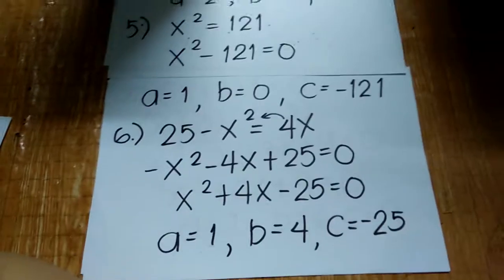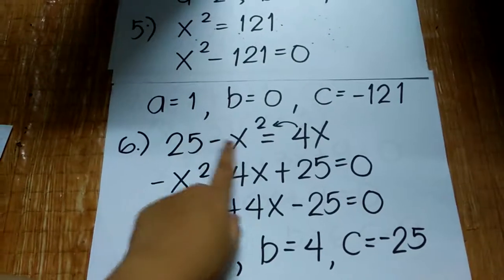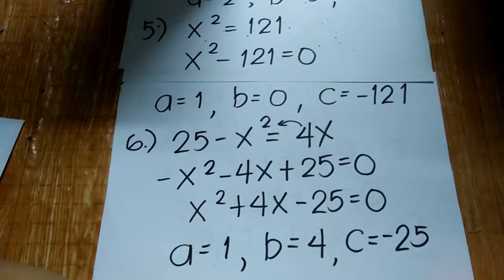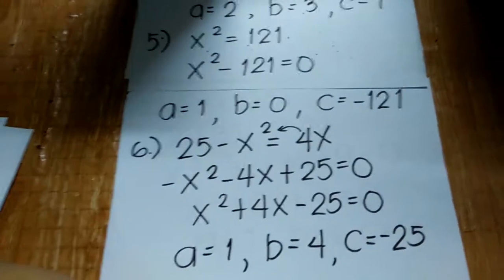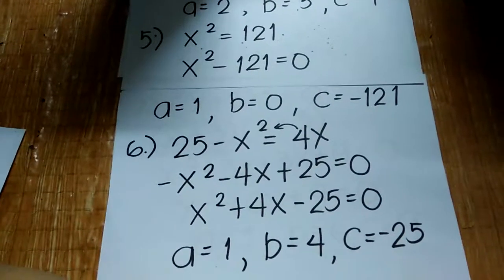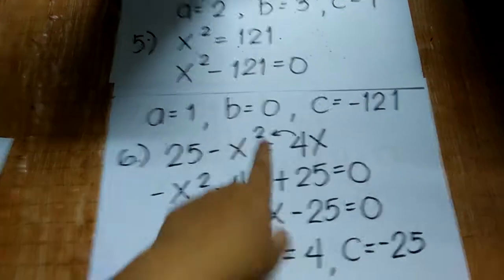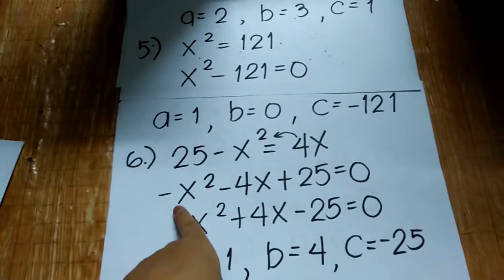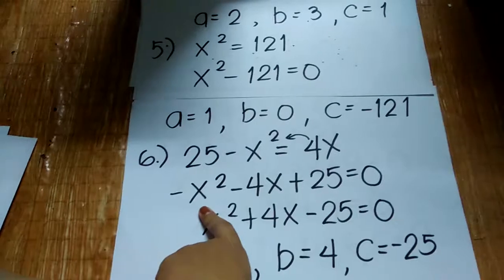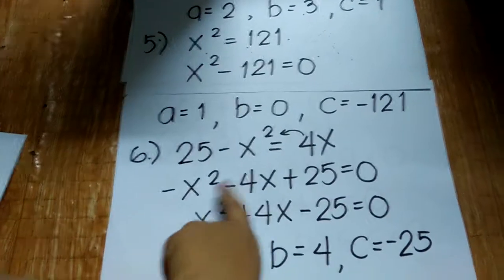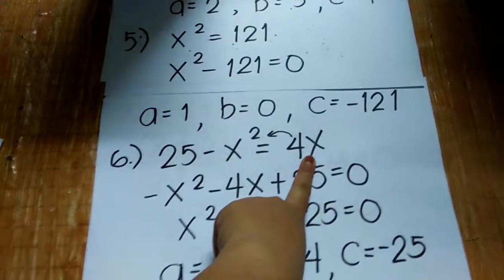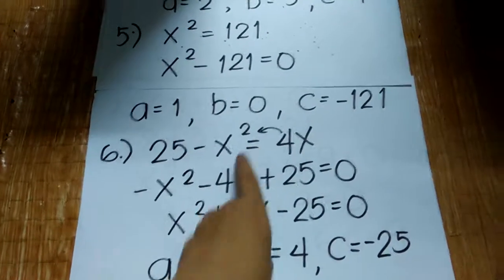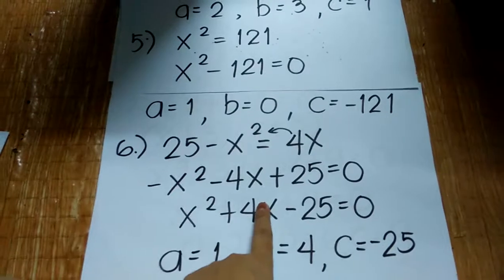Okay, number 6. 25 minus x squared is equals to 4x. Ayan. So, ayusin lang natin. Unahin lang natin lagi si x squared. So, inuna natin 'to. Kinuha natin si negative x squared. Sumunod yung may x naman. So, yung may x is itong 4x, nasa other side of equation, nasa kabila. So, i-move natin. Dahil sa minove natin siya, magiging negative 4x.